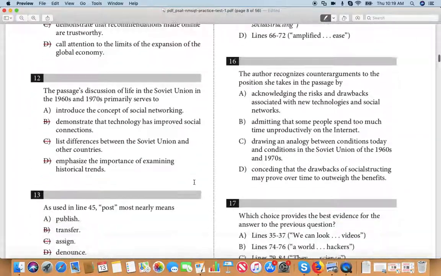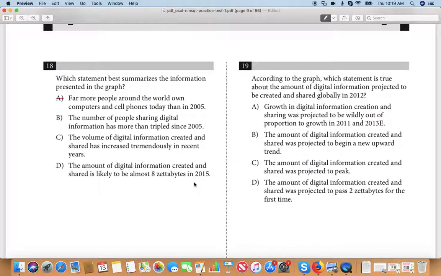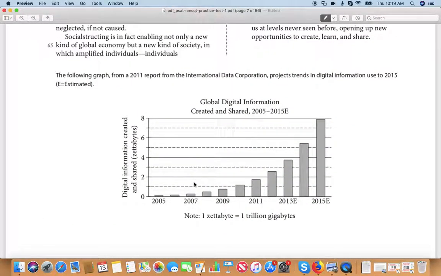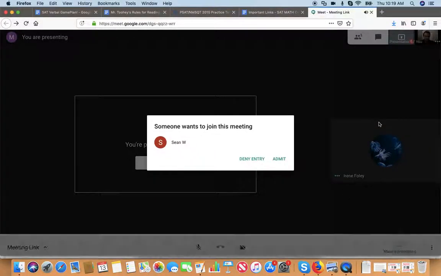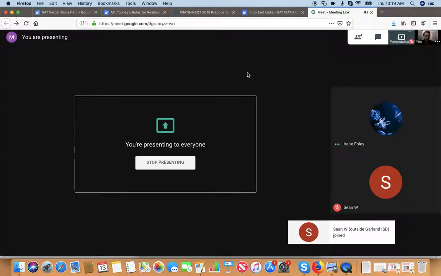I think this answer choice is tempting because we're definitely about an increase. Do you see anything in the graph about the number of people sharing digital information? The number of people? No. There's no information about the number of people or the number of cell phones. No, none of that. What is this about? It's not the number of people or the number of cell phones. What's this graph about? Information. Yeah, the amount of information. Absolutely.